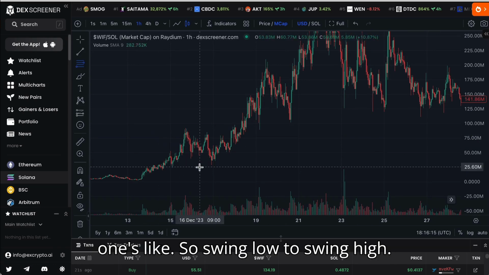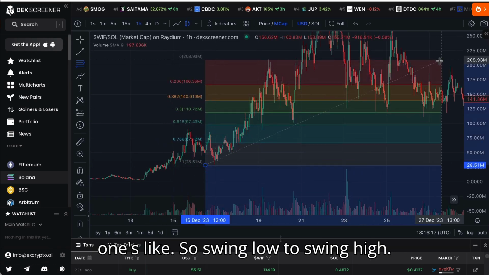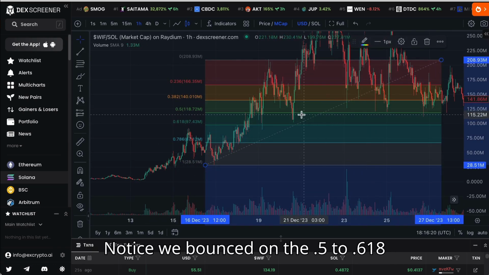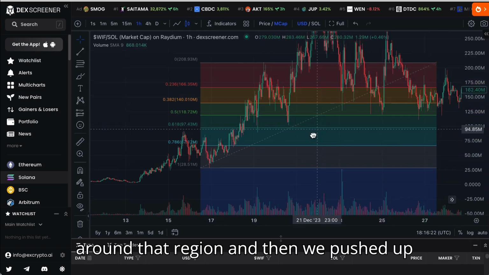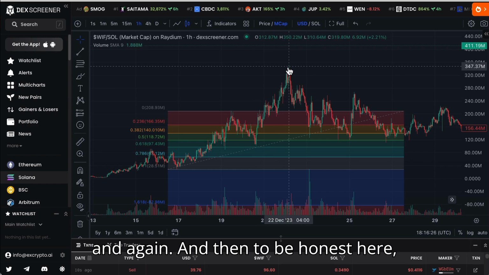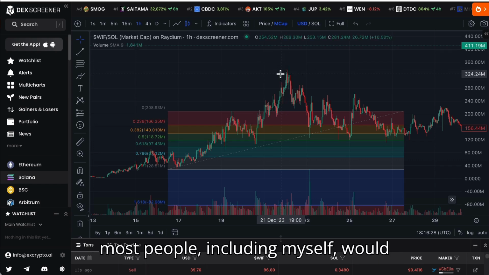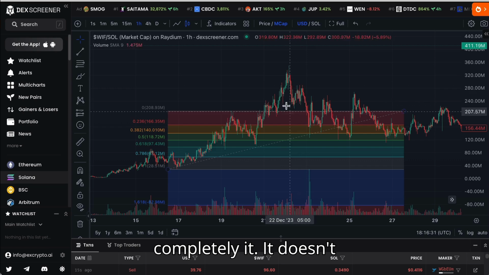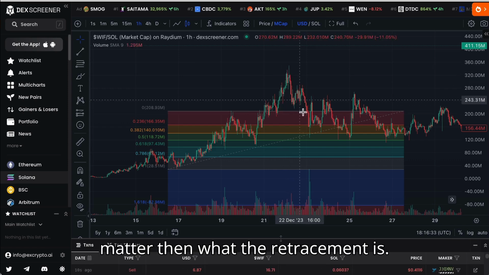And let's see what this one's like. So swing low to swing high. Notice we bounced on the 0.5 to 0.618 around that region, and then we pushed up again. So we could just repeat this again and again. And then, to be honest, here, most people, including myself, would completely... it doesn't matter then what the retracement is.